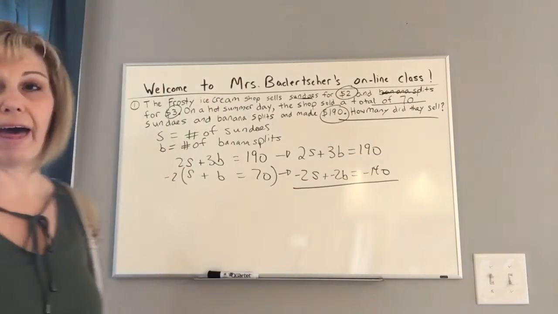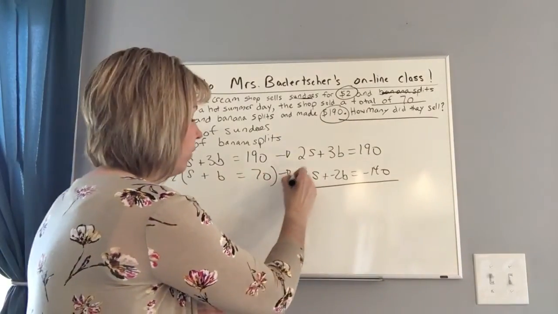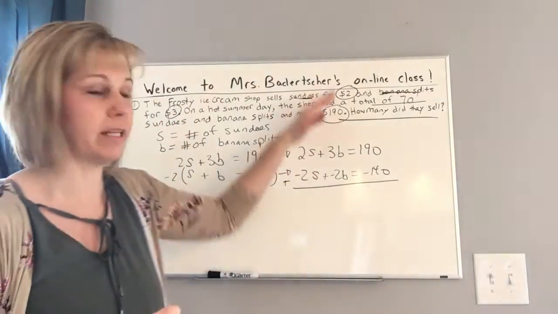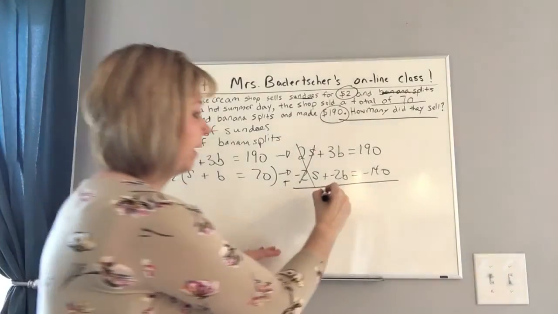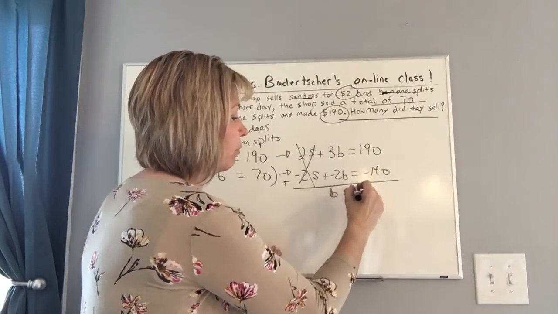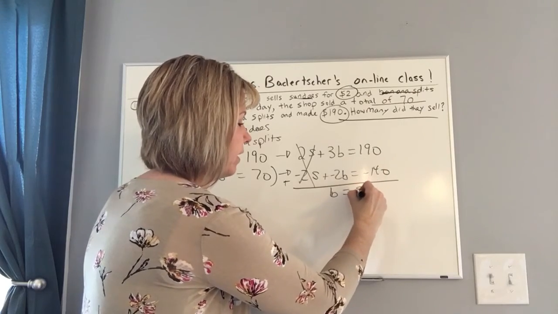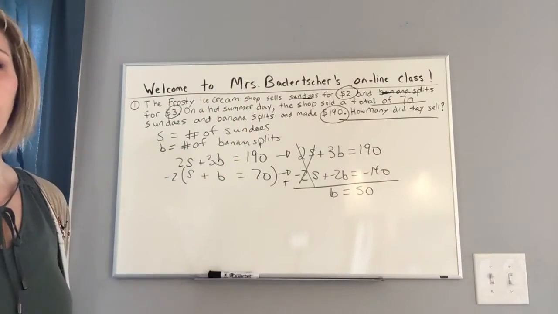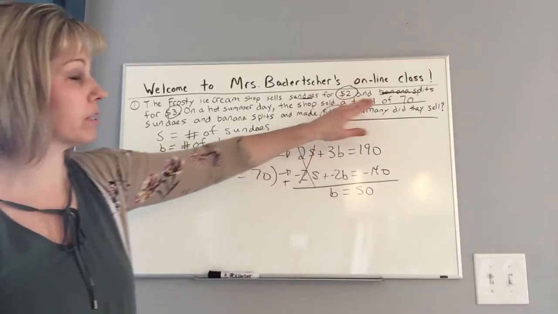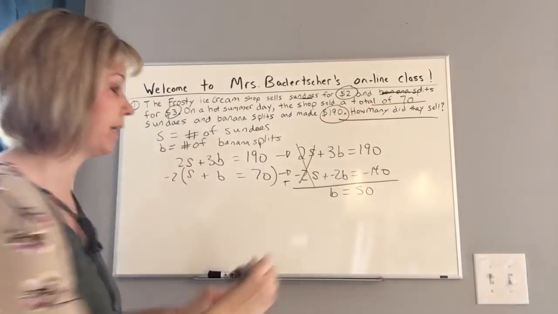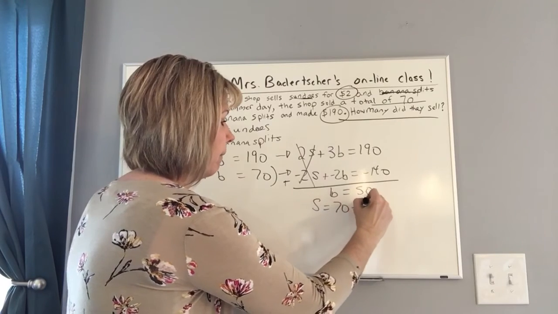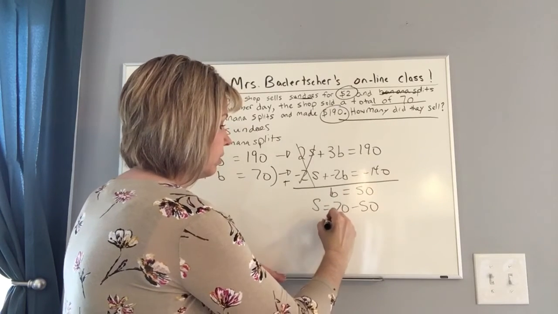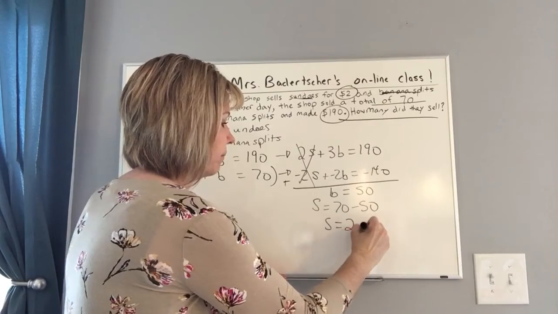All right, so after, we can line it up. As long as the S's, the B's, and the numbers are lined up, we can eliminate. So the S's cancel, and then we get B equals 50. So if B is 50, well, what was the total? We know the total is 70. So we know that S equals 70 minus 50. So we know S is 20.